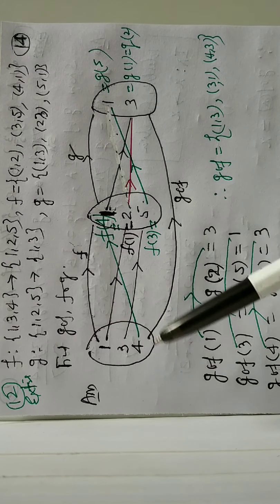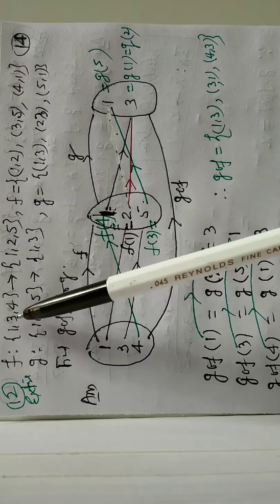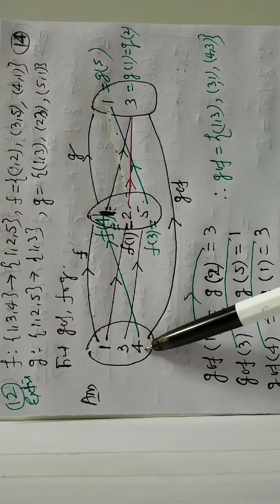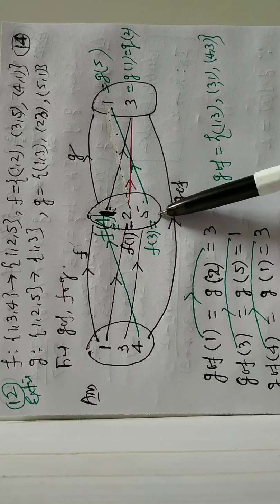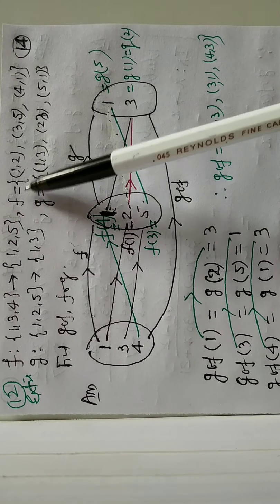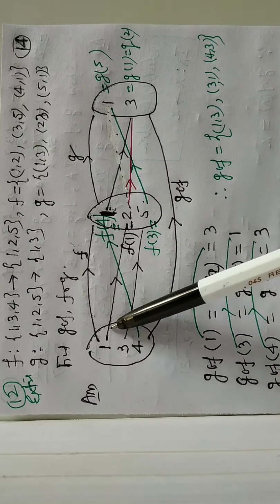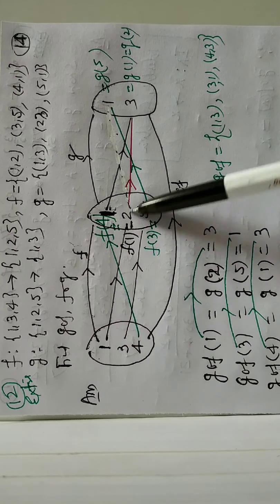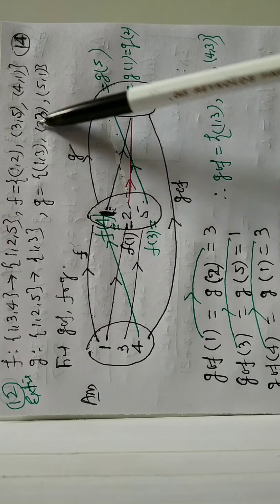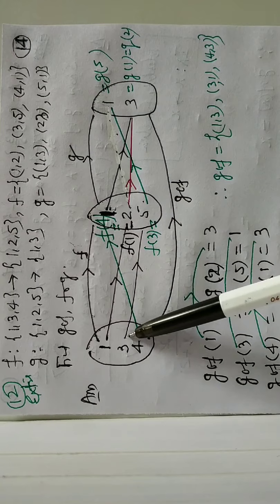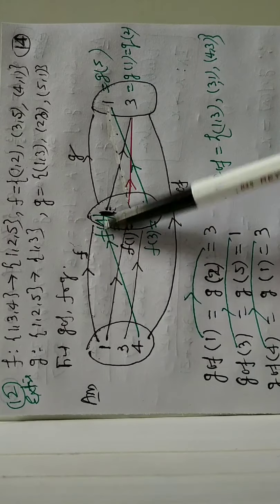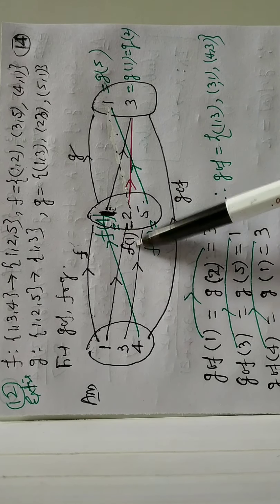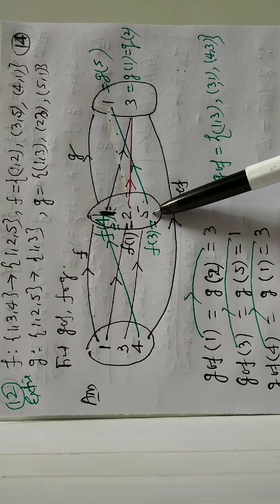See once more, F from {1, 3, 4} going to {1, 2, 5} by this instruction. 1 goes to 2, this is called F1. 3 goes to 5, this is called F3. And 4 goes to 1, this is called F4. F4 is equal to 1, F1 is equal to 2, F3 is equal to 5.